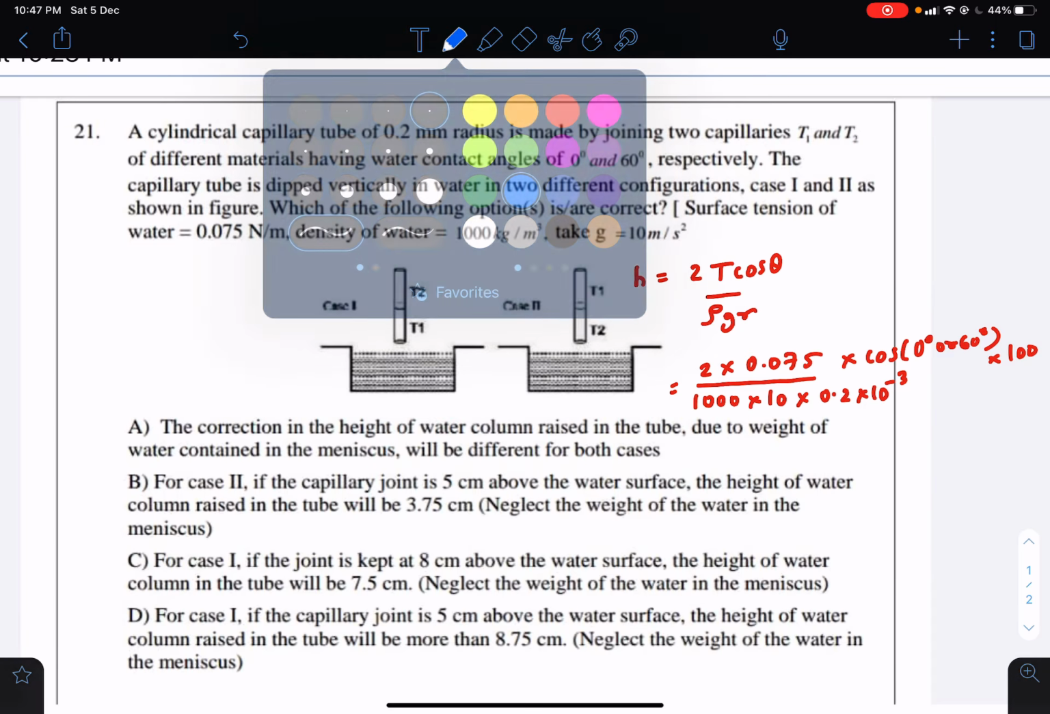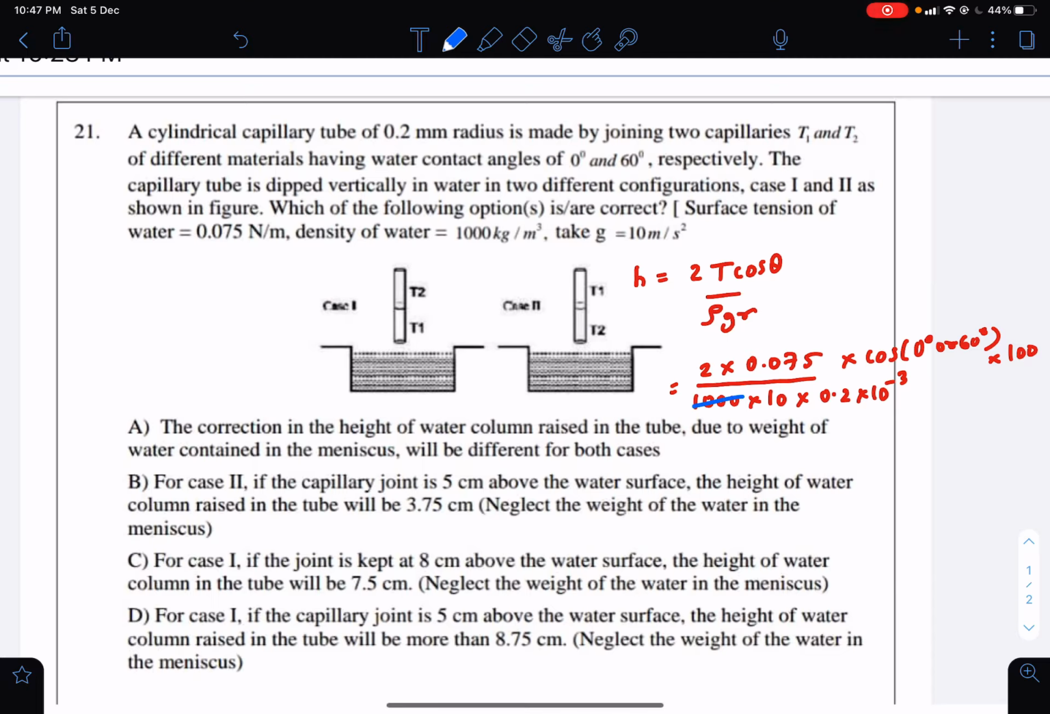So something's getting cancelled out from here, and then this is 2. So here we get 7.5 or 3.75. So if only tube 1 is there, then it will like to rise up to a height of 7.5 centimeter, and if tube 2 only is there, it would like to rise up to a height of 3.75 centimeter.